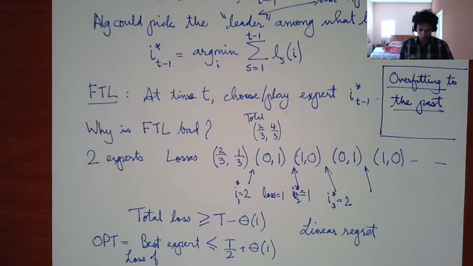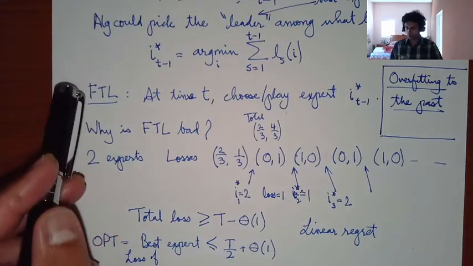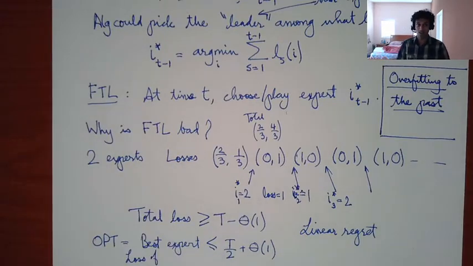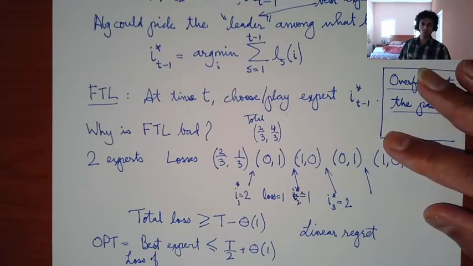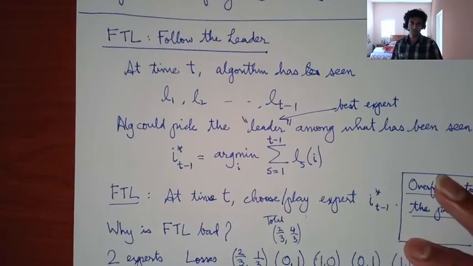Okay, so any questions? Again, it is important to note that follow the leader as is does work in certain settings. When losses are stochastic, it works. But there is this problem that it has, that it sort of overfits to the past. On the other hand, the algorithm is so natural that we would like to have some version of this algorithm.